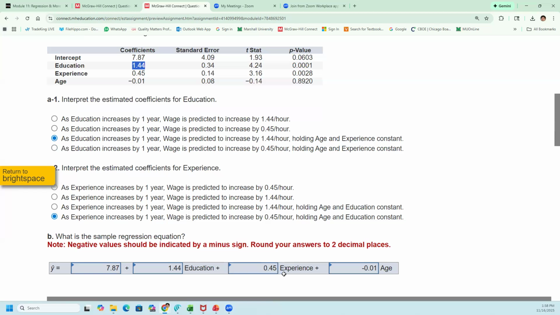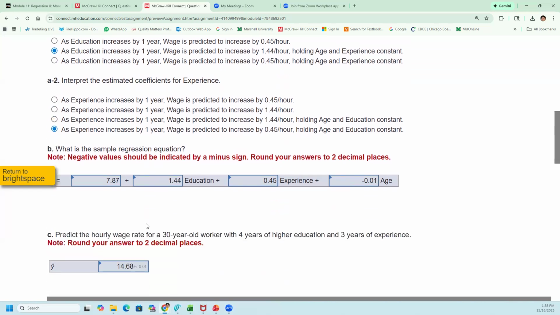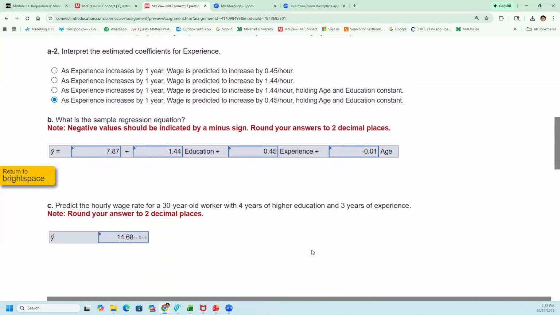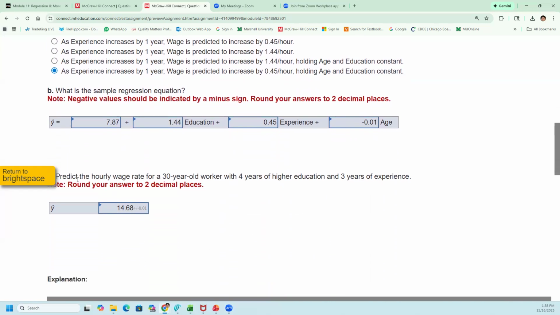And for experience, it is a 0.45 increase in hourly wages with every 1 year increase in experience. And as far as age is concerned, there's a decrease of 0.01 whenever the age increases by 1. Now, how do you use this to predict?